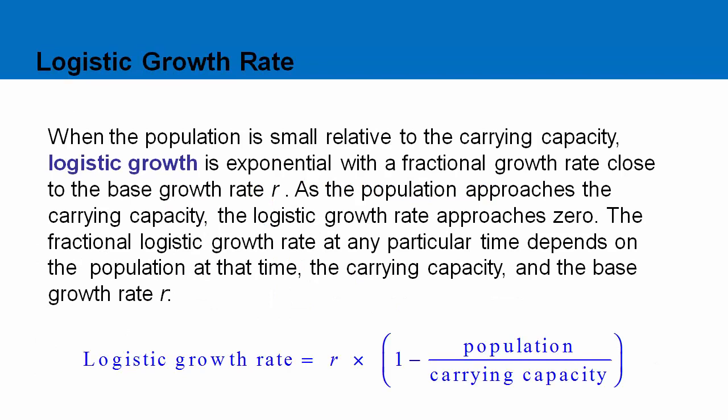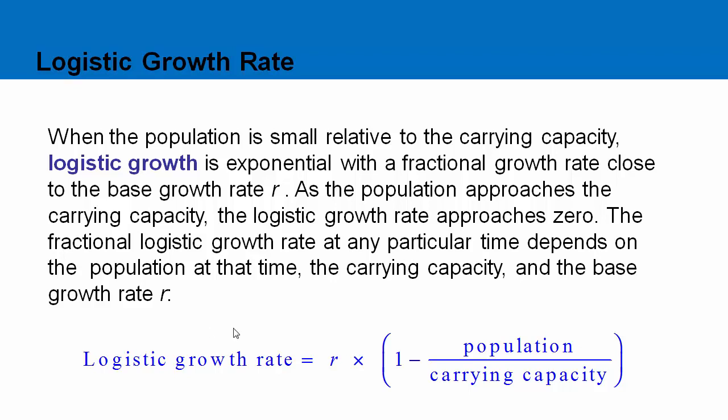Now, when we talk about logistic growth rate, when a population is small relative to the carrying capacity, so we have a very small population in relationship to how large the environment can handle, logistic growth is exponential with a fractional growth rate close to the base growth rate of r. As our population approaches its carrying capacity, as population and capacity get to be the same, this ratio gets closer to 1. 1 minus 1 becomes 0, right? And our logistic growth rate approaches 0.